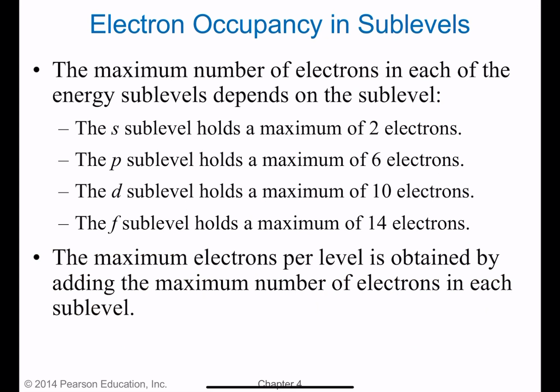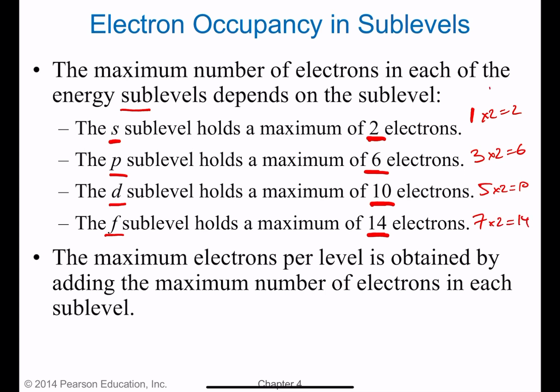Now, the maximum number of electrons in each sublevel depends on what the sublevel is. So we have these designations S, P, D, and F. And the S can only hold 2, P can hold 6, D can hold 10, and F can hold 14. And these numbers may seem random, but there actually is a pattern. So S is kind of like the first one, and then P, if you go by odd numbers, 1, 3, 5, and 7, and then 1 times 2 is 2, 3 times 2 is 6, 5 times 2 is 10, and 7 times 2 is 14. And that's where those numbers come from.